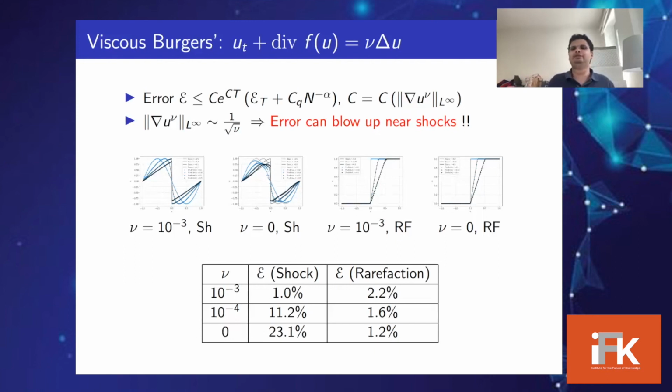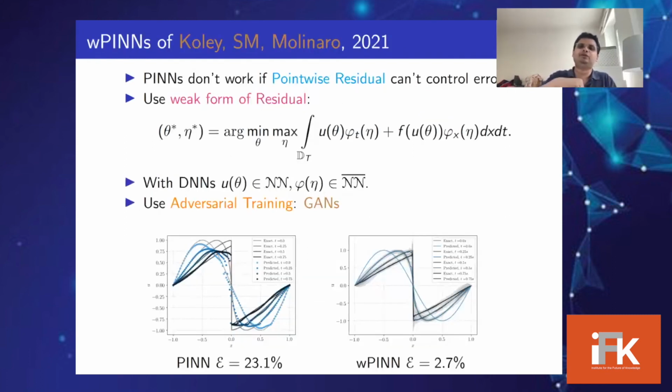If the second derivative doesn't exist pointwise, then you're going to make a big error with that, right? And so you need to do something called a weak form of PINNs. So this is one option. But now your neural network, as well as a test function like in finite elements, both of them are going to be neural networks. So there are two neural networks, and one is minimizing, one is maximizing. And this is what is called adversarial training, generative adversarial networks, GANs.